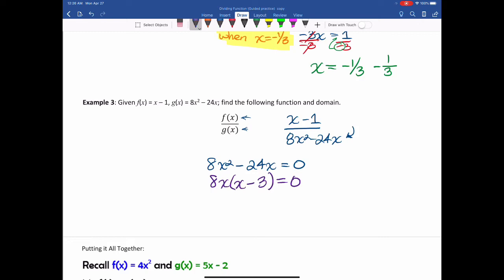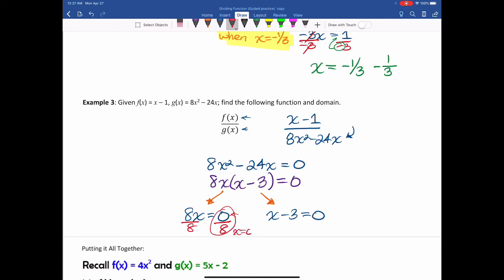Here, I know you might have forgotten about this, but this is where you can split it off into two different equations. So one equation is 8x equals 0, and the other equation is x minus 3 equals 0. Now both of those equations are pretty simple to solve. Now remember, you can divide 0. You just can't divide by 0, but you can divide 0 by anything, and it's just going to be 0.